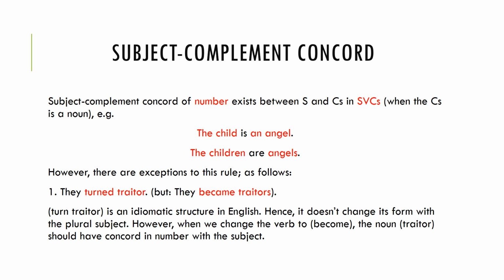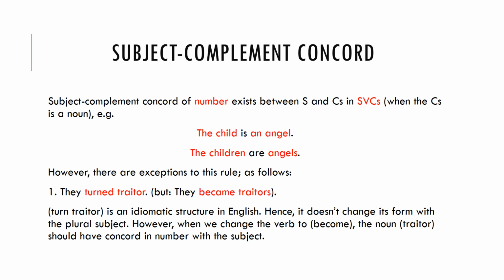However, there are exceptions to this rule, and we can find these exceptions in the following two sentences. Number one, they turned traitor, but we say they became traitors. So in the first sentence, they turned traitor. As you see, there's no concord, no agreement in number between the subject and the subject complement. They as a subject is a plural pronoun, while traitor as a subject complement is singular. Of course, this has a reason.